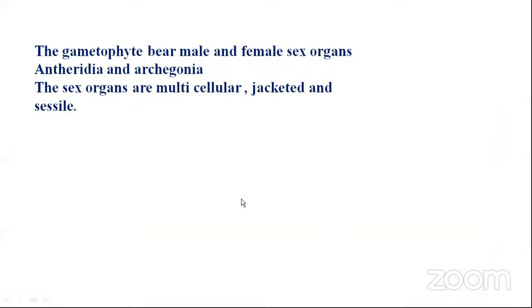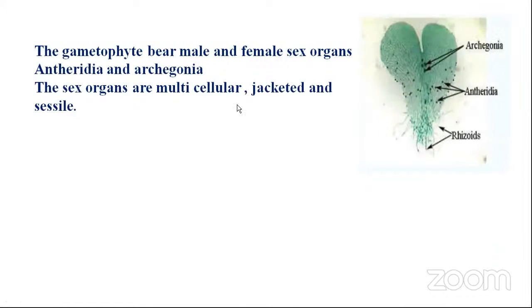Now when it comes to the gametophyte structure, the gametophyte has the male and female sex organs, antheridium and archegonium. It also has rhizoids. With the help of the rhizoids, it attaches to the substratum. It bears the sex organs, which are called archegonium and antheridium.